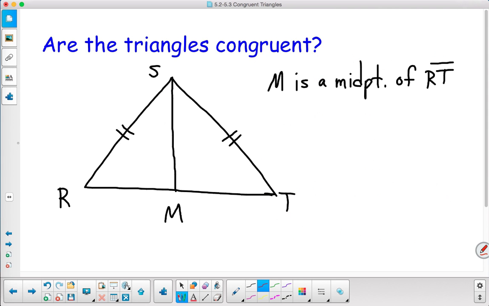Another example, are the triangles congruent? Anytime you can stop this and let the students think before I start in on the solution. Okay, so again, I will draw those triangles separate so that we can mark them. Notice that above where I'm drawing, it says that M is the midpoint of RT. You're going to need to think about what that means.